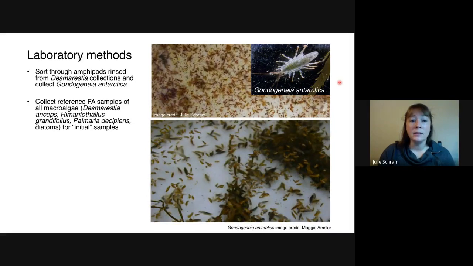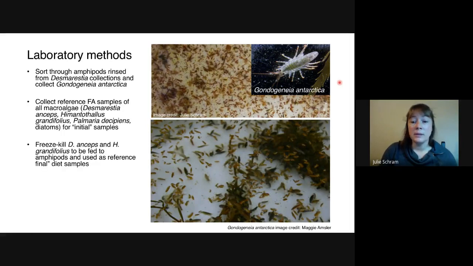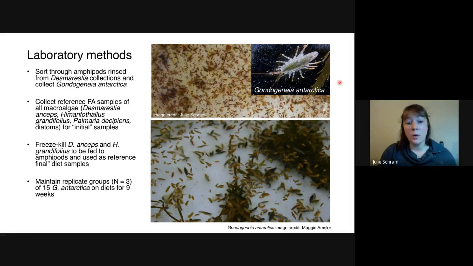And then we collected tissue samples from all of the seaweeds that we were going to use for our feeding assays. We collected live or initial samples from each of the species. And then for those species that are strongly chemically defended, Desmarestia anceps and Himantothallus grandifolius, we freeze-killed those algae so that we could feed them to Gondogenea, because otherwise they won't eat it. We then maintained groups of Gondo on these diets for 9 weeks, after which we collected samples for fatty acid analysis.